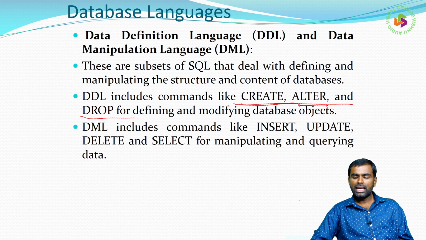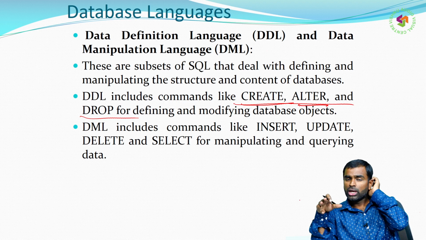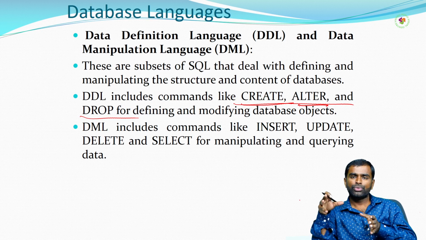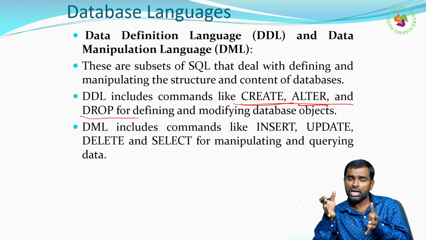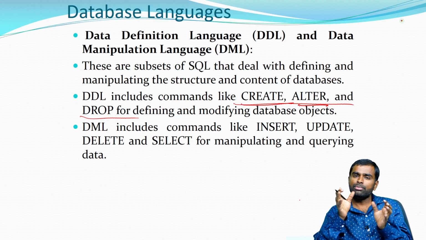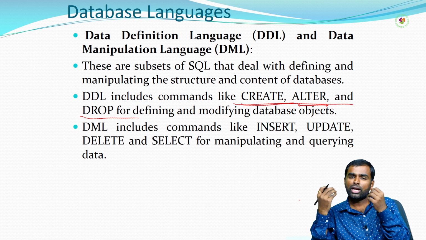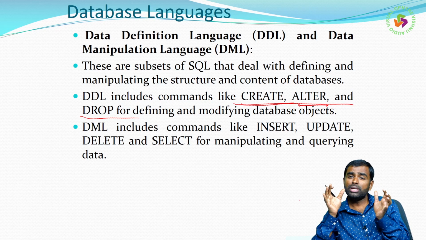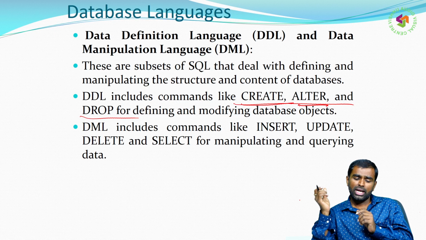DDL is used first to create the structure of the database, that is database creation or table creation. Next, modifying the structure of the database can be done by using the alter command. Changing a table name is the rename command. Next, drop table completely removes the table. Like that, the structure of the database can be changed by using DDL commands. That is DDL commands. Next, DML.